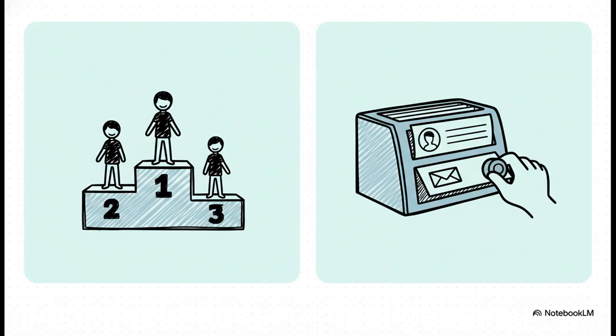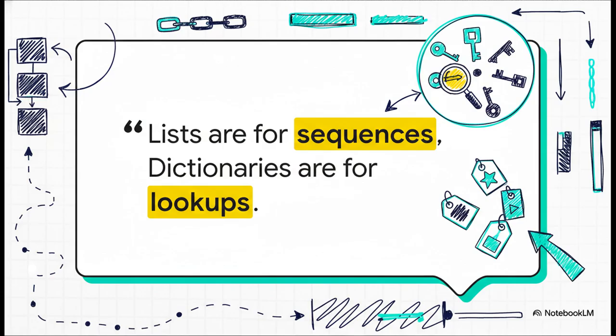But if what really matters is the connection or the label for each piece of data, then you need a dictionary. Things like a user profile, where a username is linked to an email, or your phone contacts, where a name is linked to a number. That's a job for a dictionary. Look, if you walk away with just one single thing today, let it be this. Lists are for sequences. Dictionaries are for lookups. That's the whole game right there. When you have a sequence of things where the order is key, grab a list. When you need to look something up using a unique label, grab a dictionary.